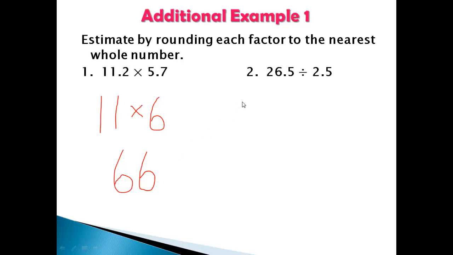Now for number 2, we have 26 and 5/10 divided by 2 and 5/10. The 6 is being rounded, so we look at the number behind, which is a 5, and that tells us we round up. So 26 and 5/10 becomes 27. And then we have divided by 2 and 5/10. The 2 is being rounded, so we look at the 5 behind, and the 5 tells us we round up, so the 2 and 5/10 becomes 3. And 27 divided by 3 is 9.